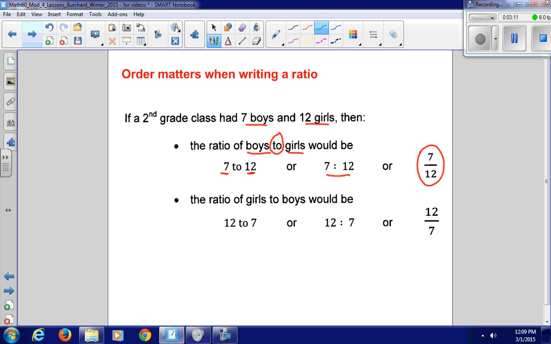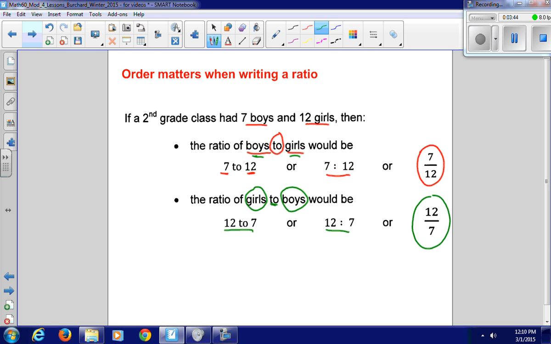So now if we talk about the ratio of girls to boys, that's different. Up here we had boys to girls, here we have girls to boys, so that's going to flip the order of our ratio. It flips to 12 to 7 instead of the 7 to 12 we had before, and that 12 to 7 can be written like that or like that.